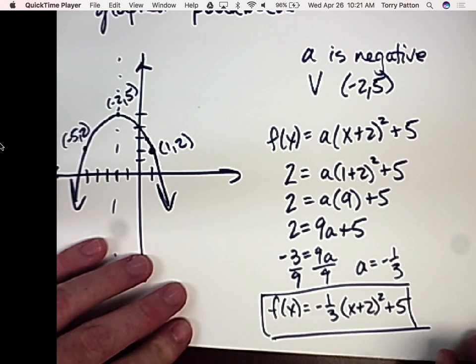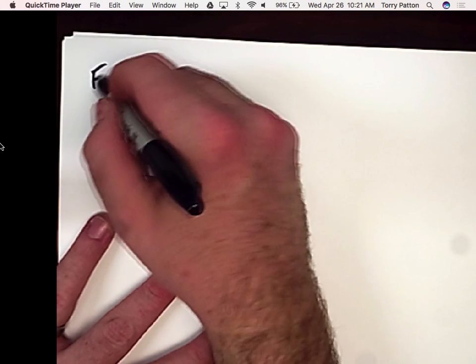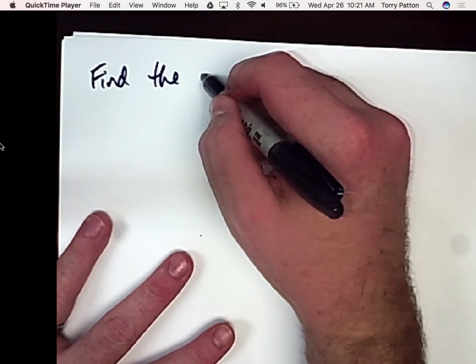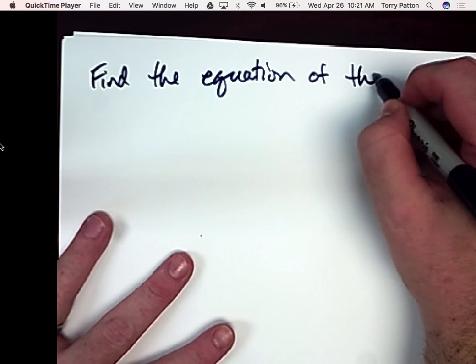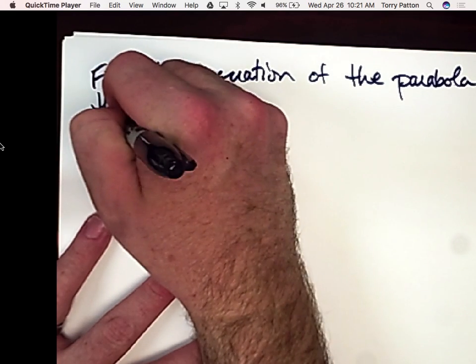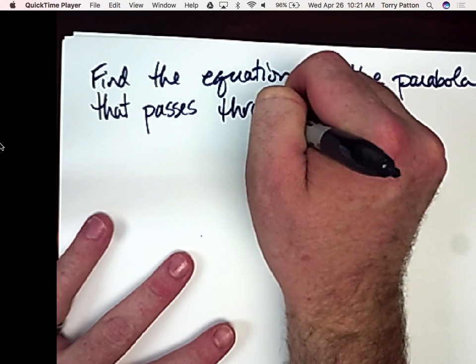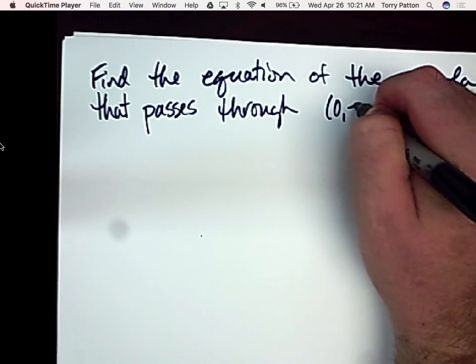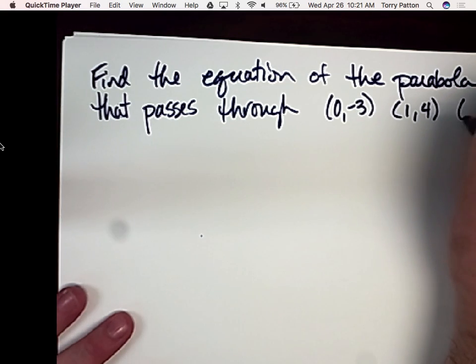Now, what if I don't give you the vertex? That's the hardest it can get. So what if I said, find the equation of the parabola that passes through (0, -3), (1, 4), and (2, 15).